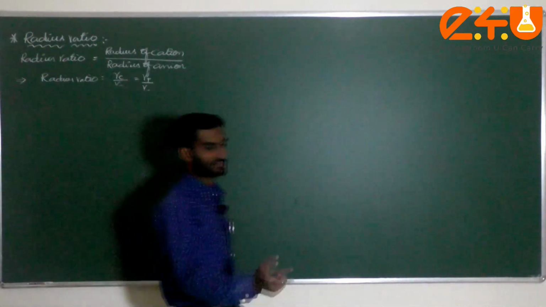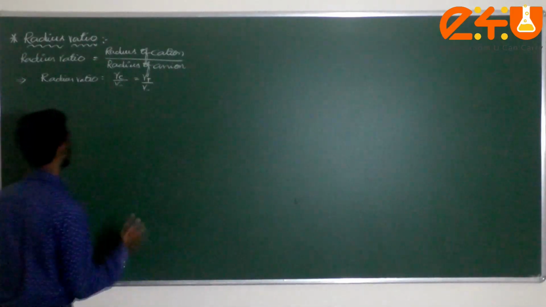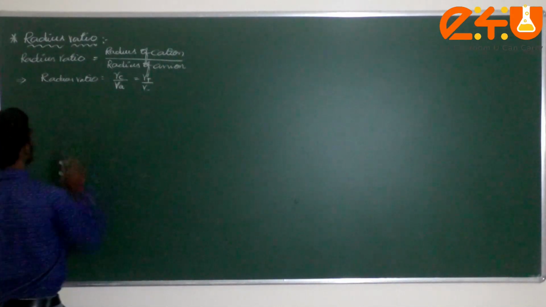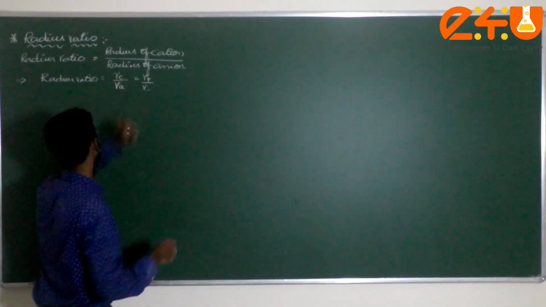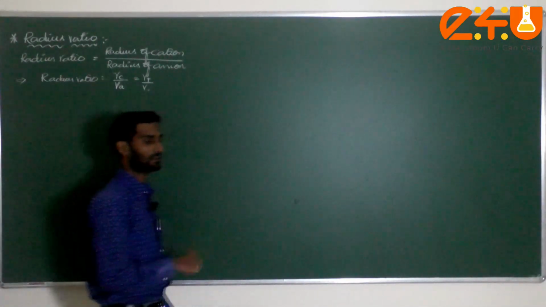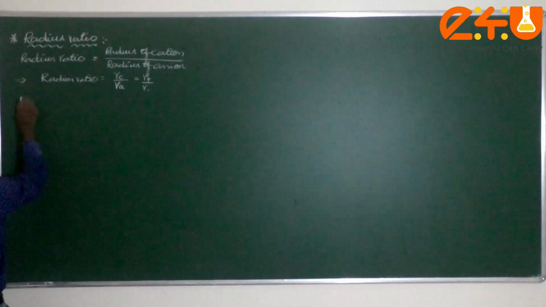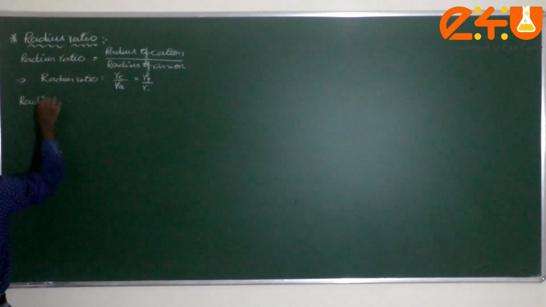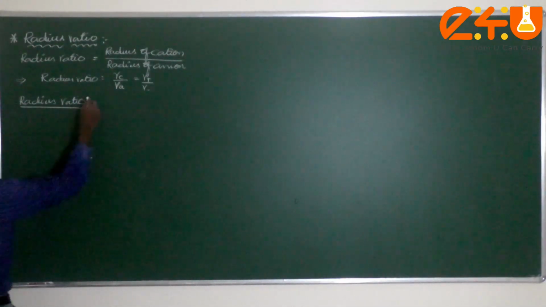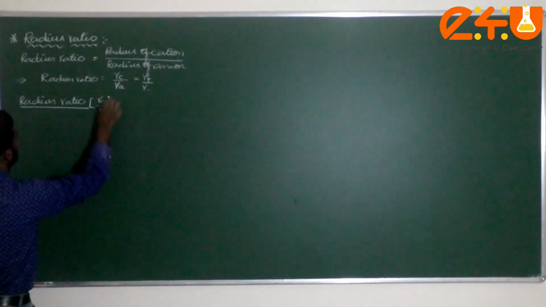Dear students, so far we calculated the radius ratio for a triangular planar solid, where the radius ratio is the radius of the cation to the radius of the anion. Now I am going to give one table for all the solids. First of all, what I am writing is the radius ratio, rC divided by rA.